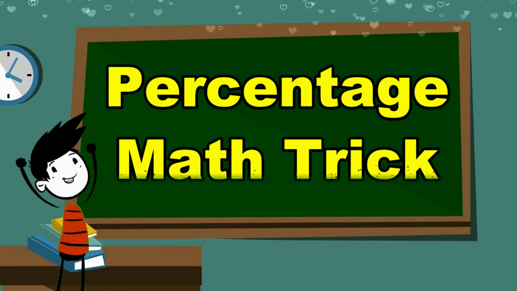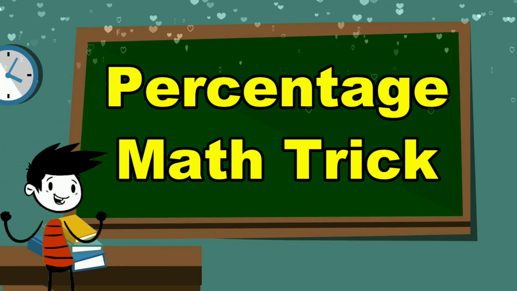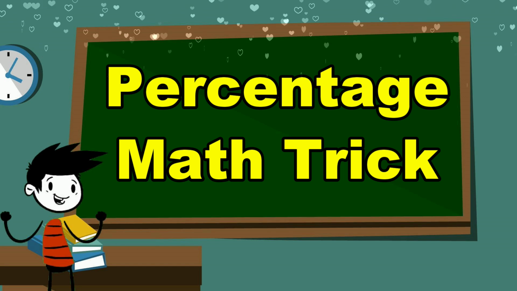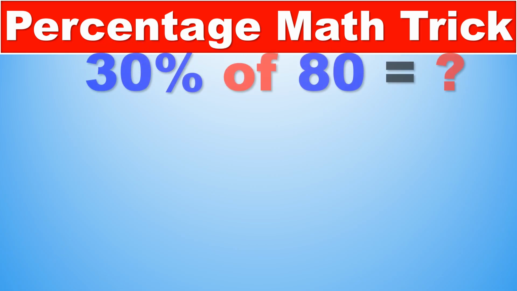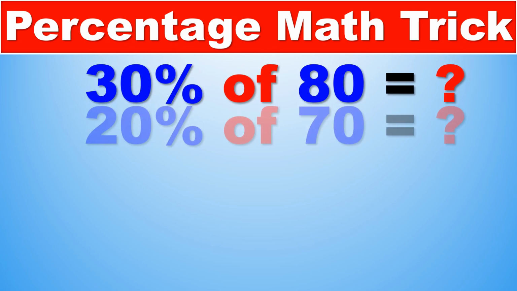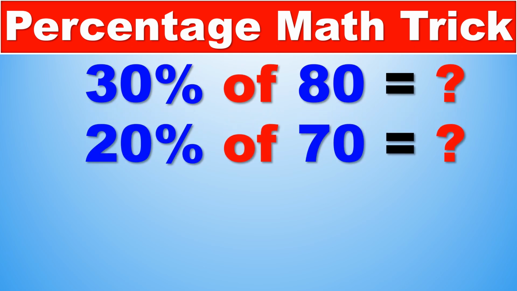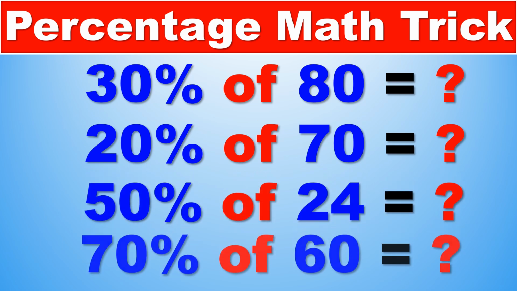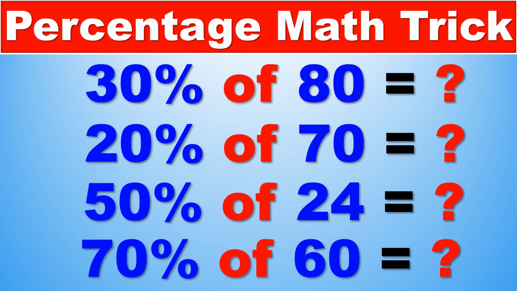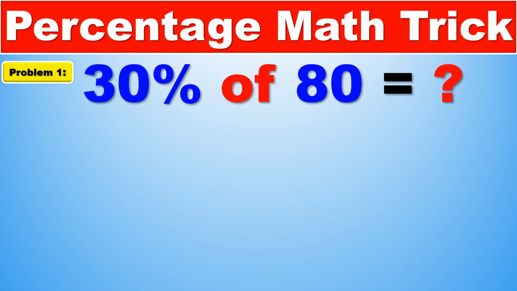And in this video, we're going to be learning a simple mathematical trick to calculate the percentages of these numbers. 30% of 80, 20% of 70, 50% of 24, and 70% of 60. Let's take a look at each of these problems. Let's begin with 30% of 80.